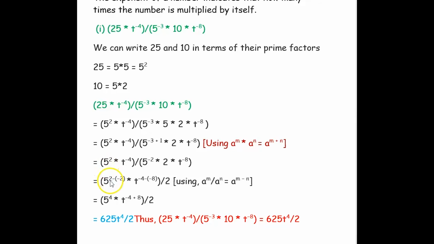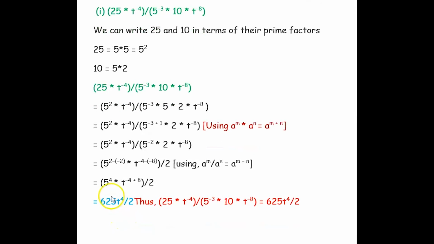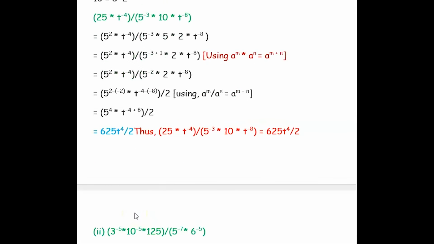So 5 raised to the power 2 minus of minus will become plus 2. So it is 2 plus 2 is 4 into t raised to the power negative 4 plus 8 divided by 2. So negative 4 plus 8 is positive 4. 5 raised to the power 4 will be 625. So the answer will be 625 into t raised to the power positive 4 divided by 2.